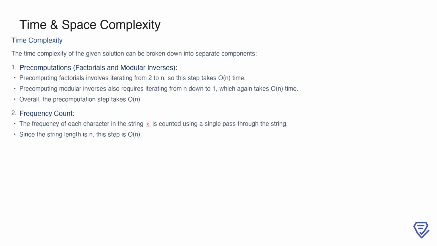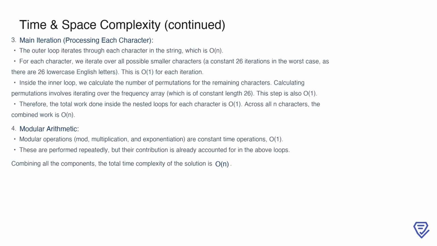Next, we calculate the frequency count of each character in the string. Since this is done in a single pass through the string, and the string has a length of n, the frequency counting step also takes O(n) time. These two components form the foundation of our analysis so far. Now, let's look at the main iteration, where we process each character in the string. The outer loop runs once for each character, meaning it has a time complexity of O(n). Within this loop, we iterate over all possible smaller characters, which is at most 26 iterations, as there are only 26 lowercase English letters. This constant iteration makes the inner loop O(1) per character.